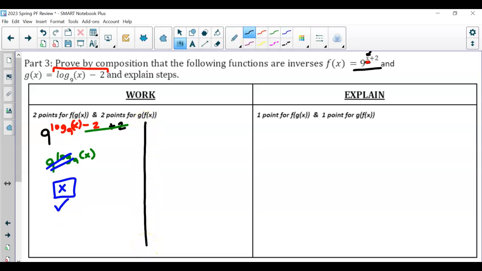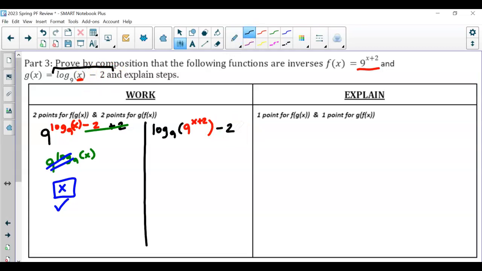So now we're going to go the other direction, right? Now we're going to start with our log here. So we have log base 9, but now instead of putting x, what are we going to put? The exponential. So 9 to the x plus 2. Then continue minus 2.